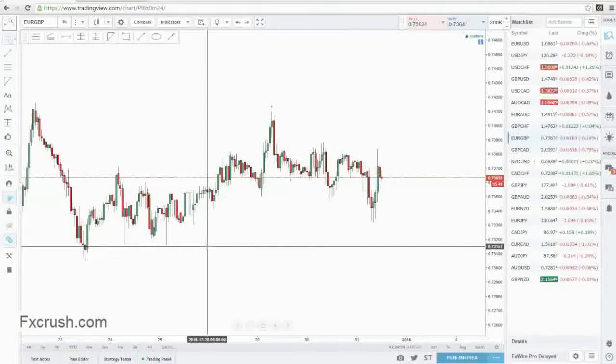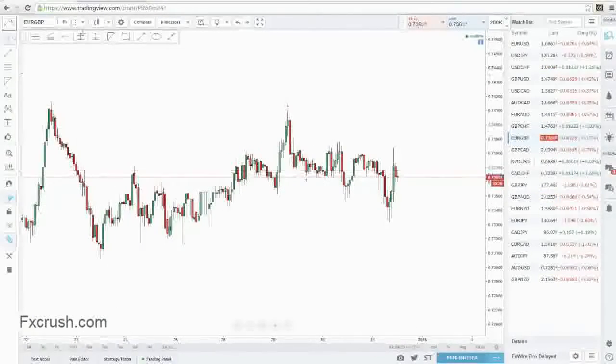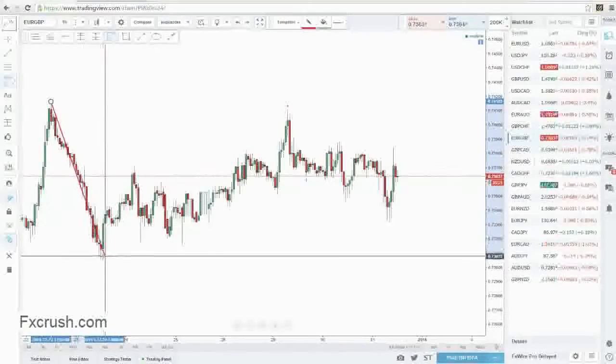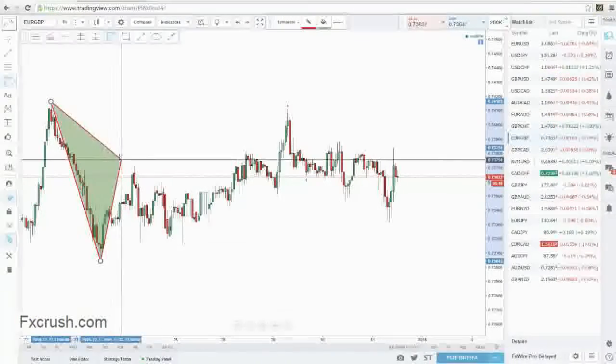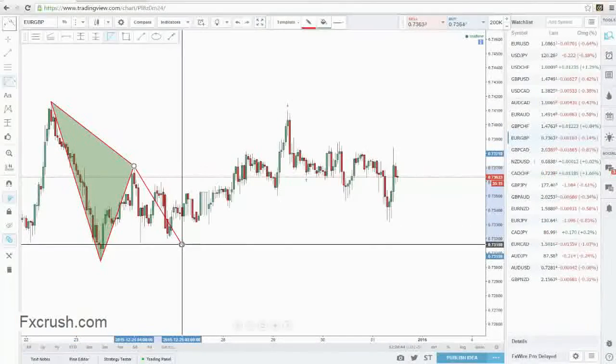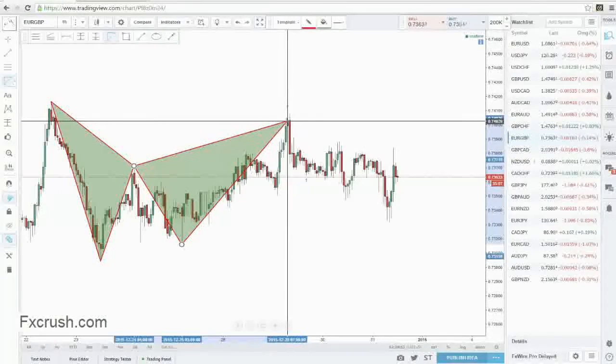Here on the Euro Pound 1 hour chart, we actually had a cipher pattern hit this morning, and it also came up to hit profits within a couple of hours of hitting our entry. I'll give you a second to see if you can spot that, and while you're looking for it, I will also show you this example of a bat pattern we took advantage of. If you're not familiar with the bat pattern, then I'll post a link in the bottom left hand side of your screen to a tutorial that I did a while back on how to identify the bat pattern.